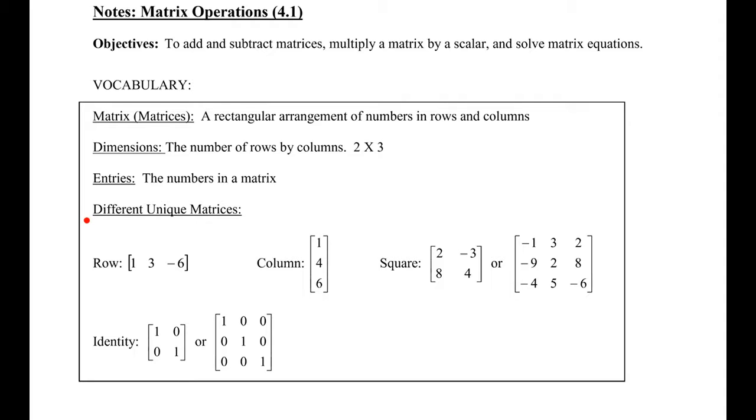Entries are your numbers that you put in a matrix. We have several types of different unique matrices. The first is a row matrix, which is one row going across, or a column matrix, which is one column going up and down, or a square matrix, so 2 by 2 or 3 by 3. The identity matrix for a 2 by 2 is 1, 0, 0, 1, and for a 3 by 3 matrix is 1, 0, 0, 0, 1, 0, 0, 0, 1. So your ones are going down on the diagonal.